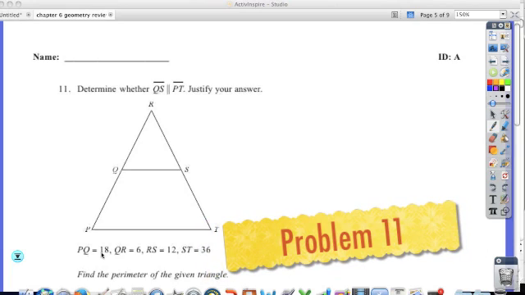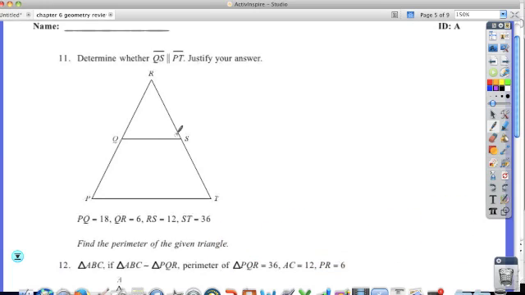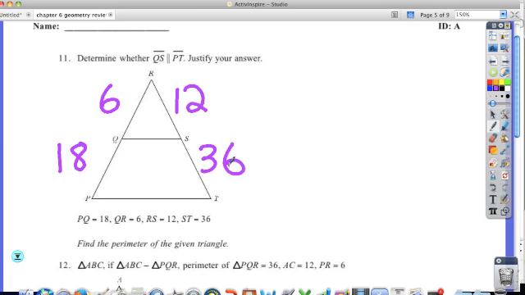Okay, so now we want to determine whether QS is parallel to PT. So we need to have a proportional relationship here. So PQ is 18 and QR is 6. RS is 12 and ST is 36. Well, right away, you want to tell us about this problem?